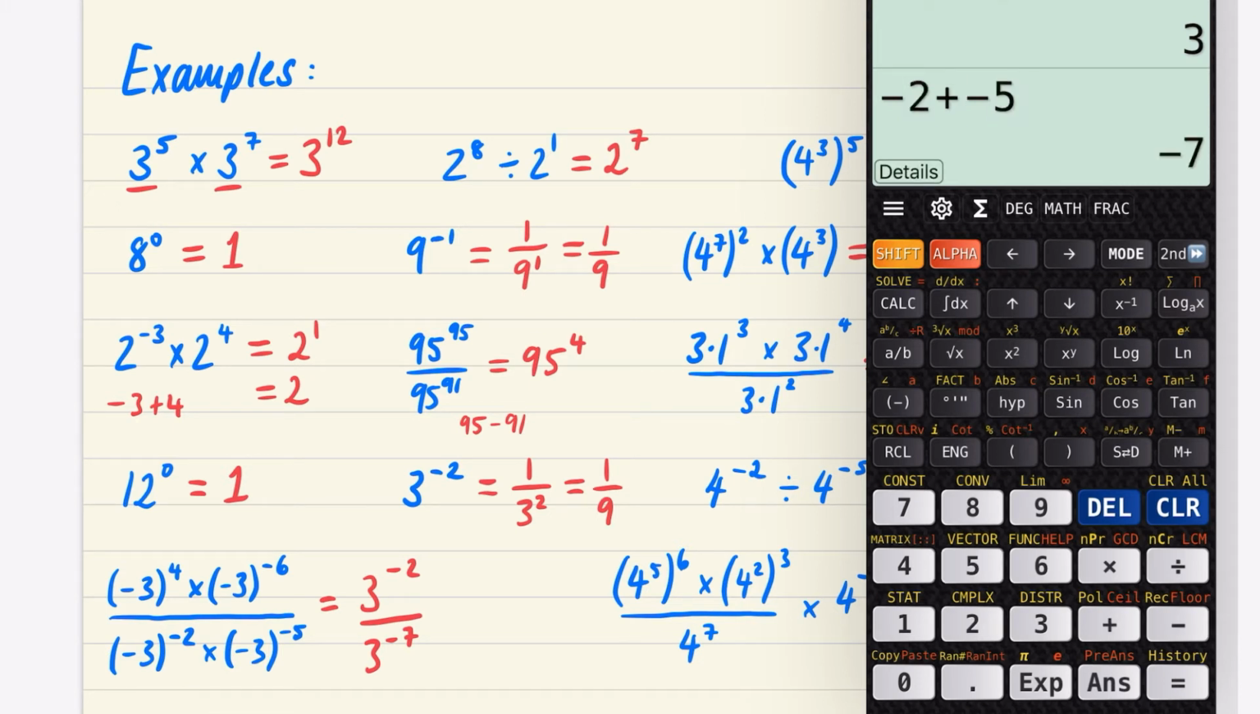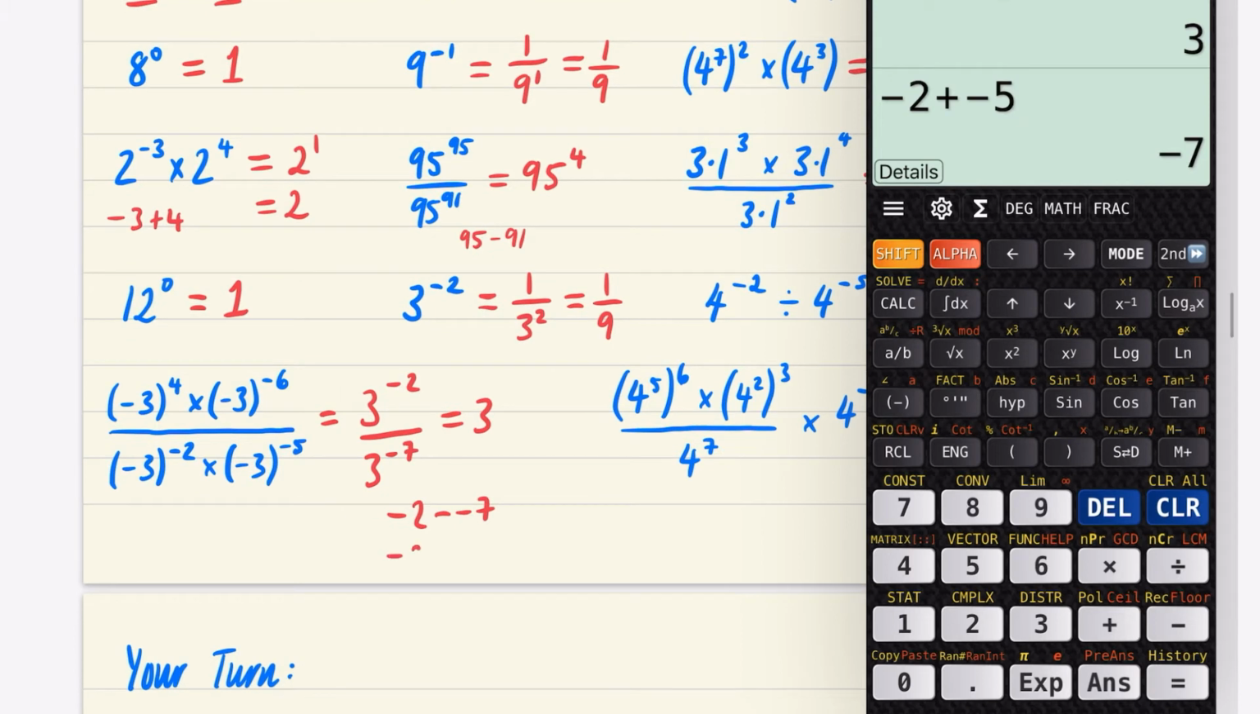Now that we've got it written in this way, we're actually going to try and work out what the power is because of subtraction. We're going to do minus 2 take away negative 7. Well, that's going to be minus 2 plus 7. And minus 2 plus 7 is going to be 5. Again, you could check all of this on your calculator. We could do minus 2 minus minus 7, and you do get that plus 5.